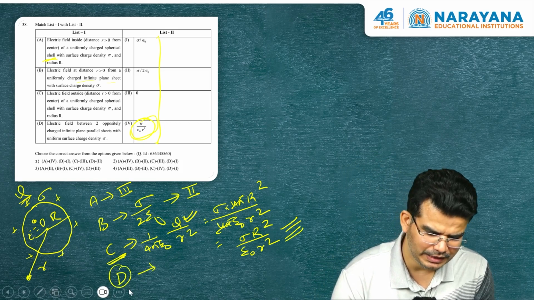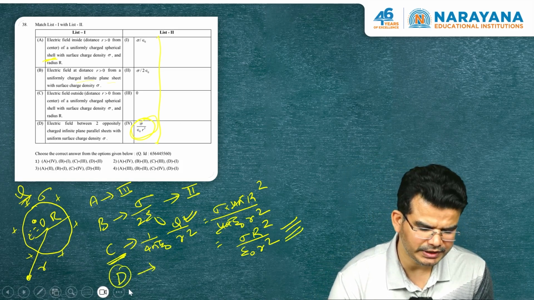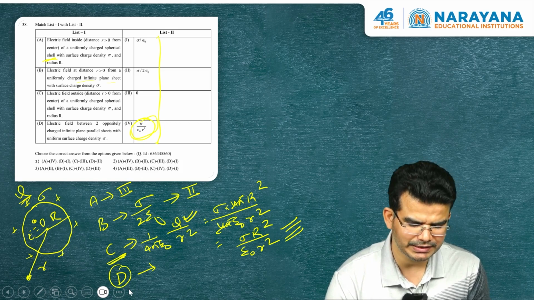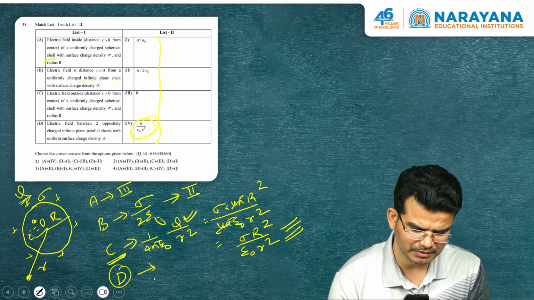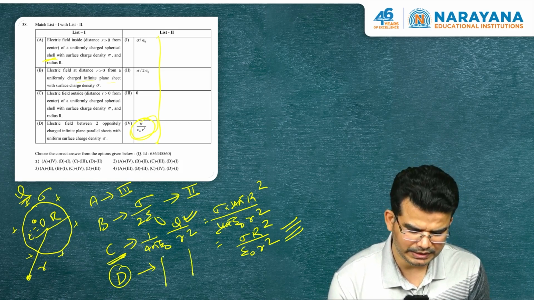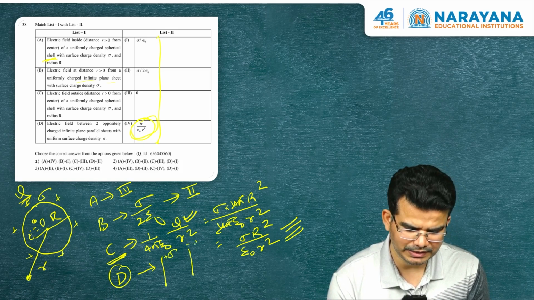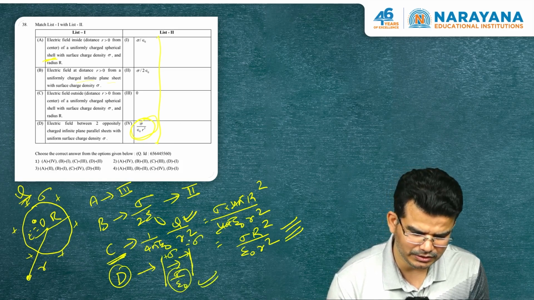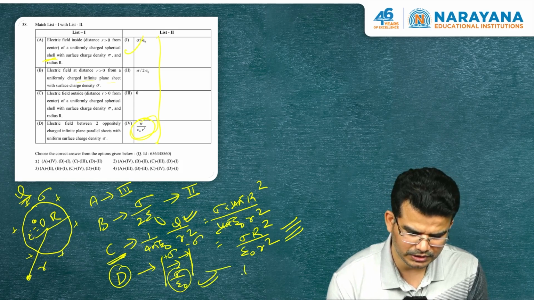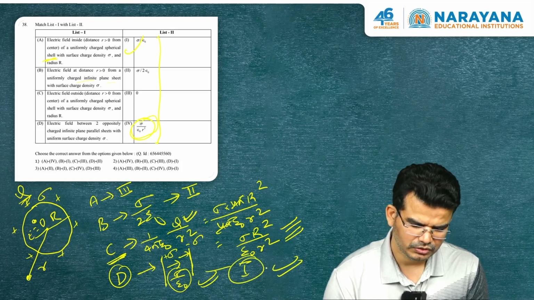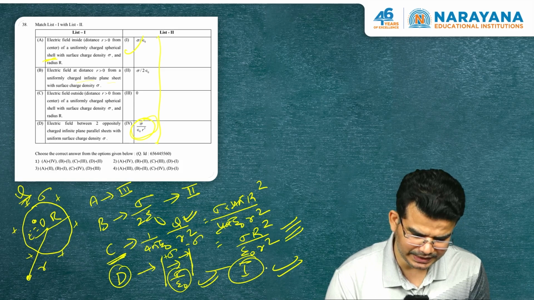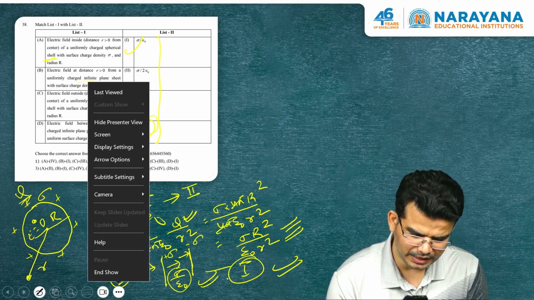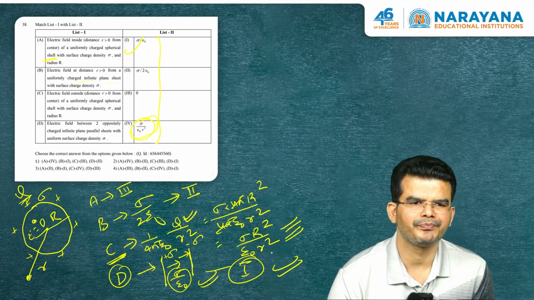So, what is D? Electric field between two oppositely charged infinite plane parallel sheets with uniform surface charge. So, it is a simple basic capacitor. You can say one has plus sigma, one has minus sigma. Because of this also sigma by 2 epsilon naught, because of this also sigma by 2 epsilon naught. So, total field is how much? Sigma by epsilon naught. Is there any such option? Yes, option first. So, A 3, B second, D first, and for C there is no such option.